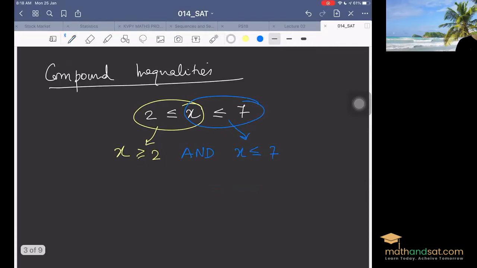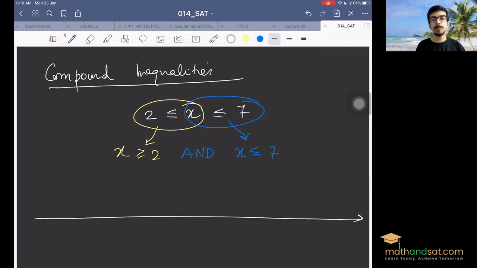You just draw the number line. And by the way, can you give me an example? Can you give me a solution to this inequality? Please think of a solution to this inequality. Are 7 and 2 included? Yes. What about 6.9999? Yes.